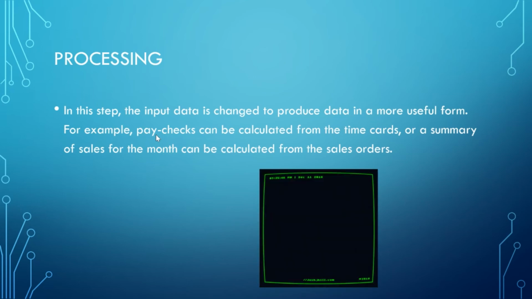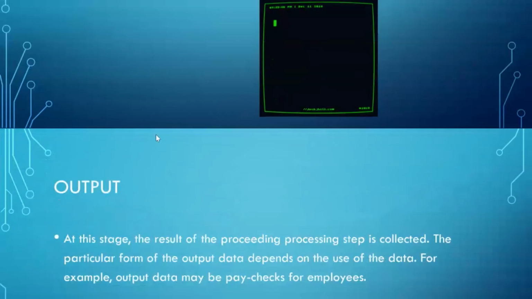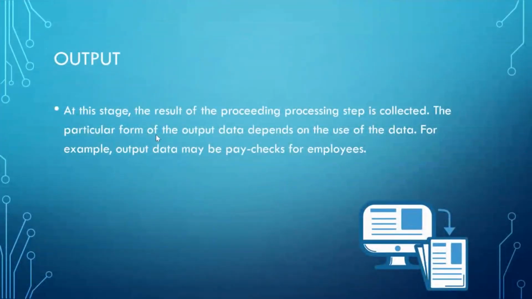Para after that magawa ang output, which at this stage is the result of the preceding processing steps collected. The particular form of output data depends on the use of the data. For example, output data may be paychecks for employees.